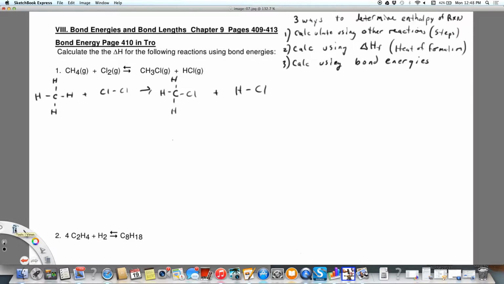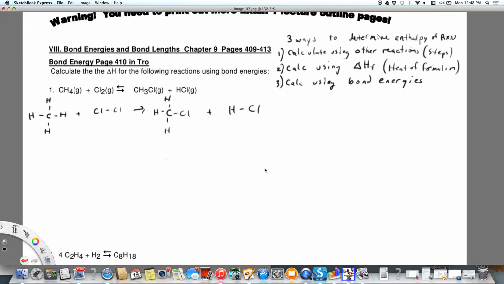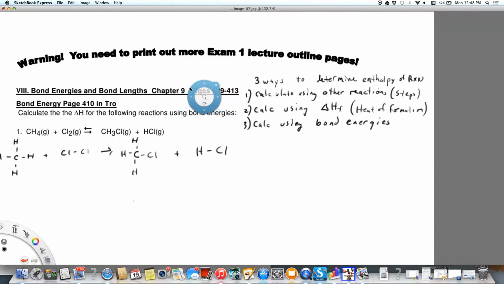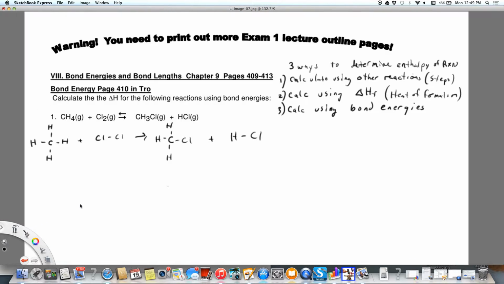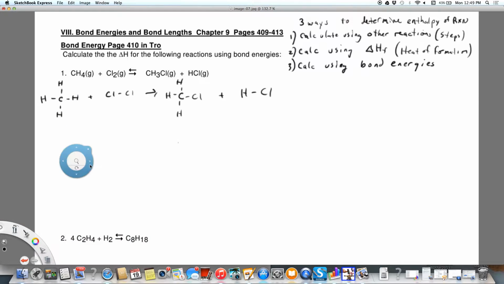First of all, I would like to highlight what it says up here, that there are 3 ways to determine the enthalpy of reaction. First, the first way you could do it is by calculating using other reactions. We did this in the calorimetry lab. The second way is to calculate the heat of formation of each thing in the reaction, the reactants and the products. In this particular example, we're going to do the third way, calculate using bond energies.